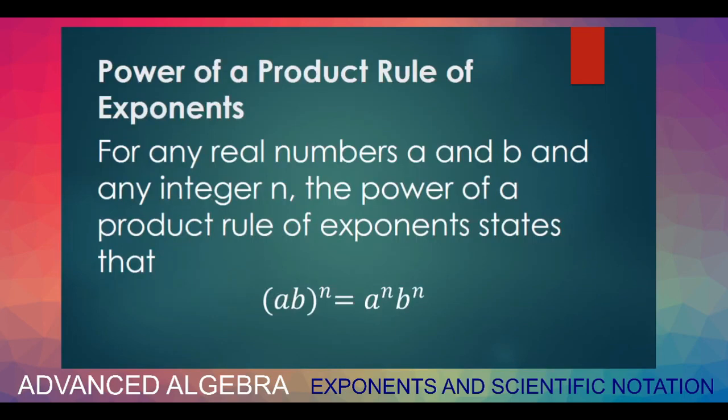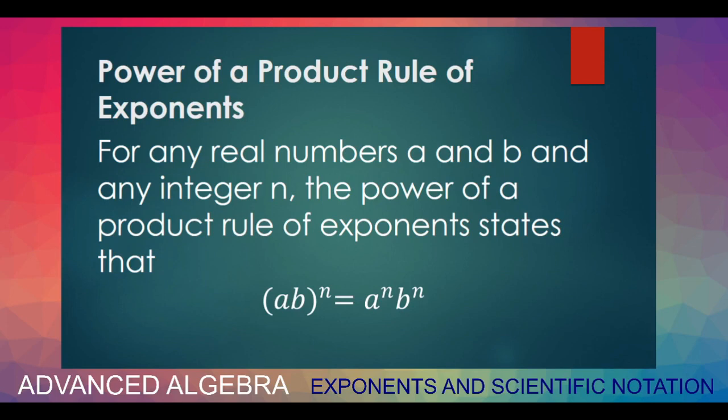So, for any real numbers a and b, and any integer n, the power of a product rule of exponent states that the quantity of a, b, close parentheses raised to the n power is equal to a to the n power, b to the n power. Kumbaga, meron tayong exponent sa labas ng parentheses. So, i-distribute mo yung exponent na yun sa base natin sa loob ng parentheses.